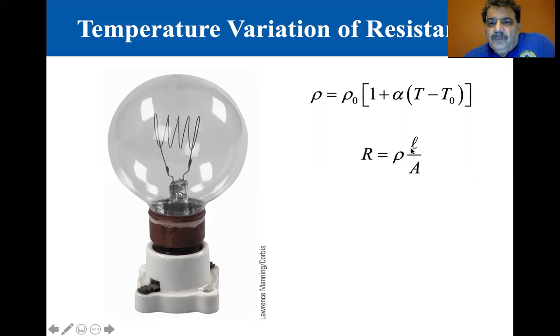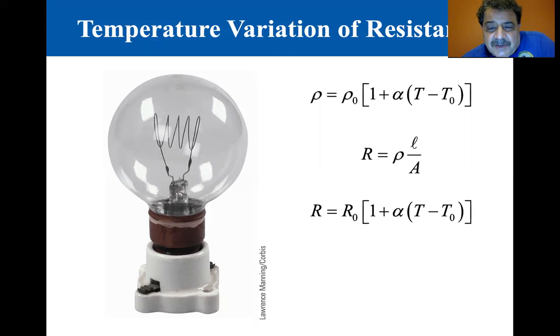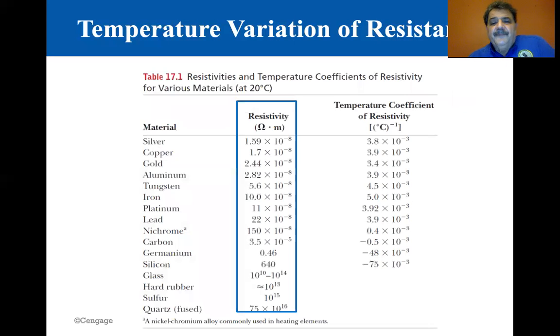Now, since R is equal to resistivity, rho, times length over A, you can multiply both sides by length over A, and you'll get the resistance is equal to R0 times 1 plus alpha delta T, T minus T0. And they still have the blue box around the resistivity, but this is the temperature coefficient of resistivity. And you can see that towards the bottom of that column, under carbon, germanium, and silicon, there's actually a negative coefficient.